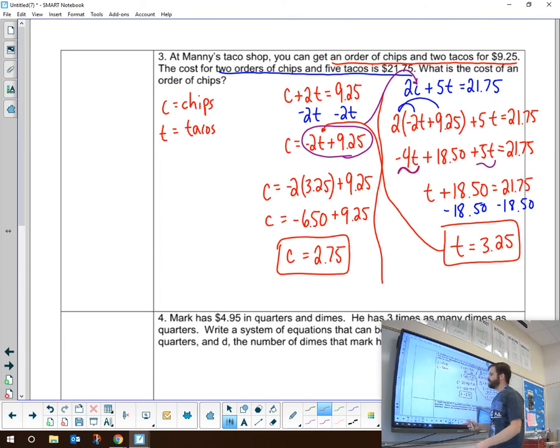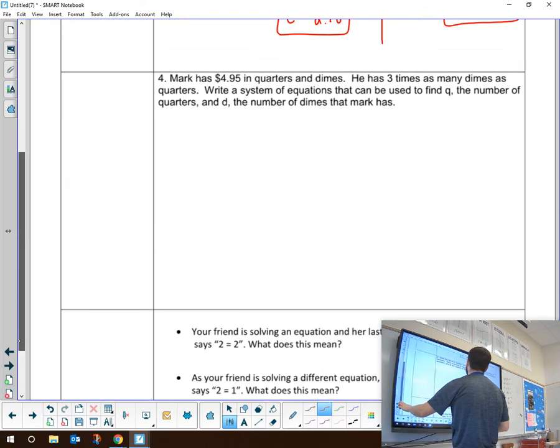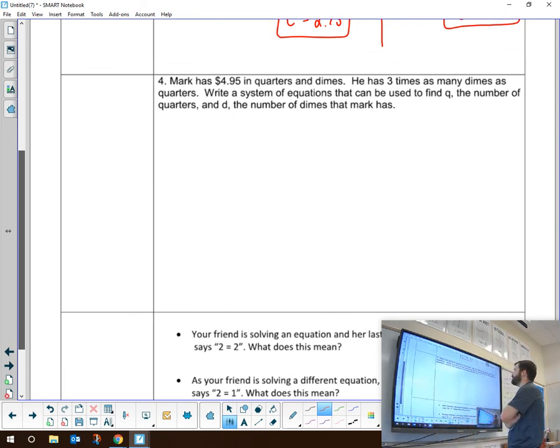All right, we're going to get a little bit more practice with this on number 4 here. So on number 4, it reads, Mark has $4.95 in quarters and dimes. He has 3 times as many dimes as quarters. Write a system of equations that can be used to find Q, the number of quarters, and D, the number of dimes that Mark has. So first and foremost, if he has $4.95 in quarters, let's write out that part.